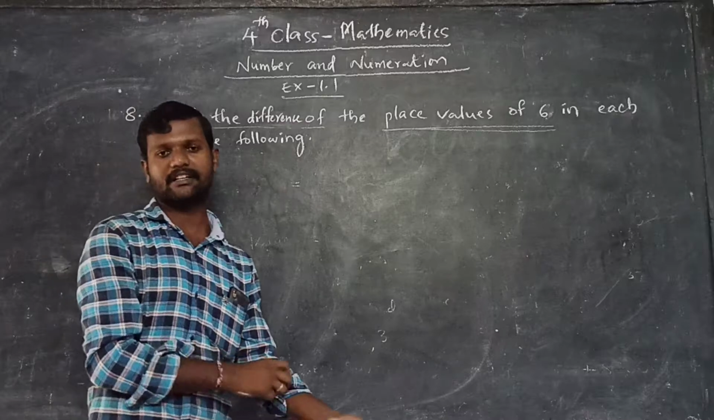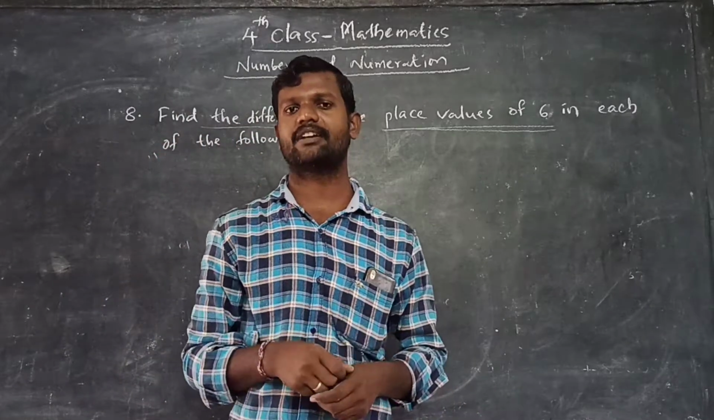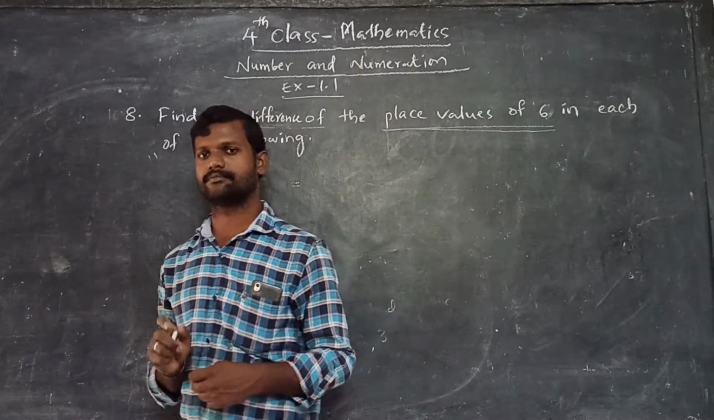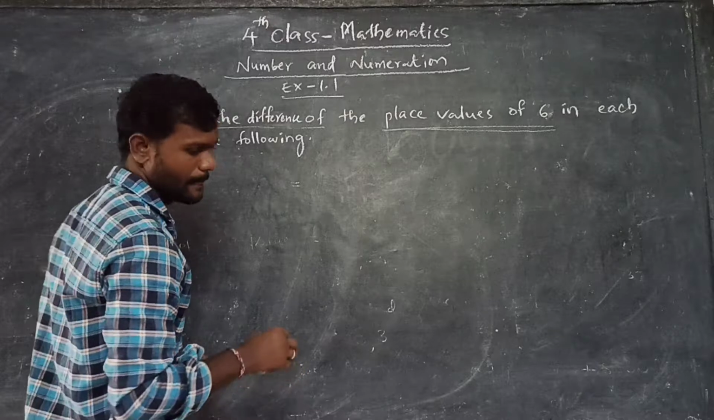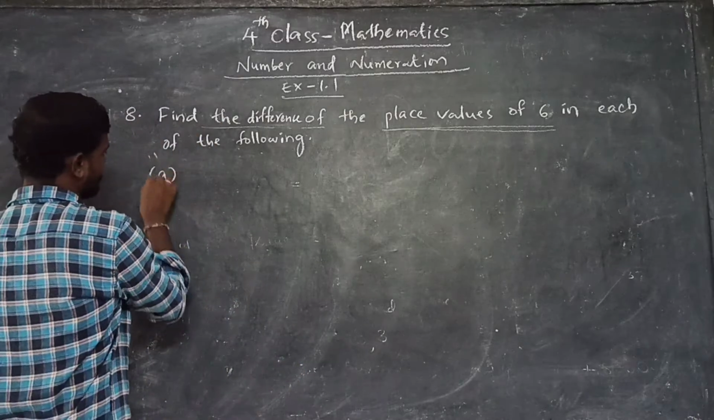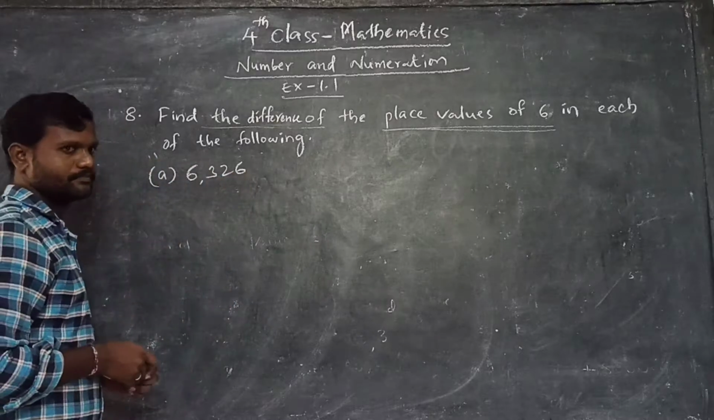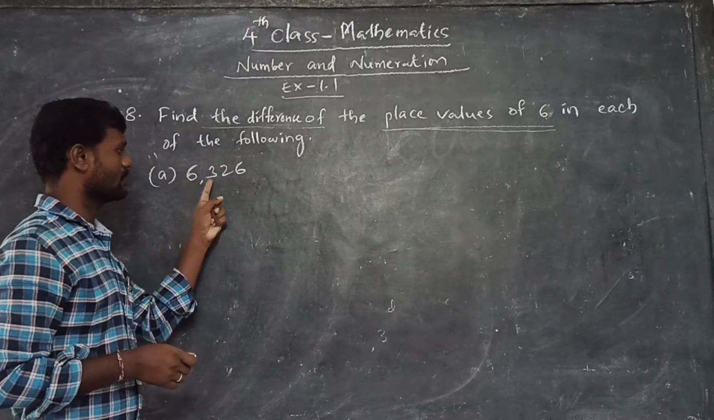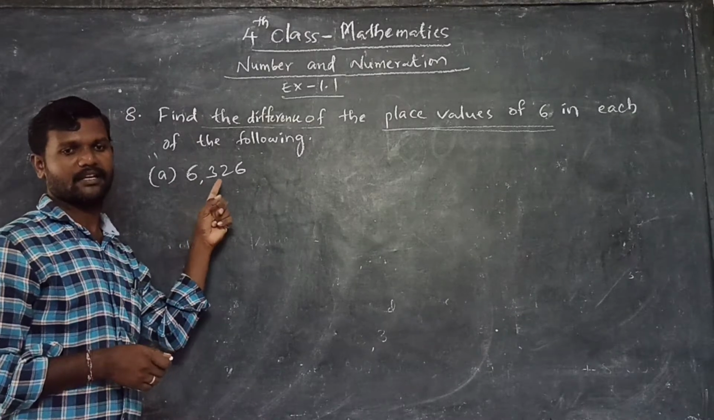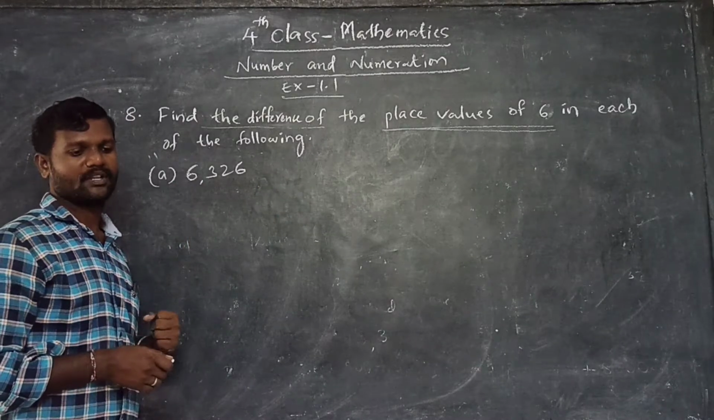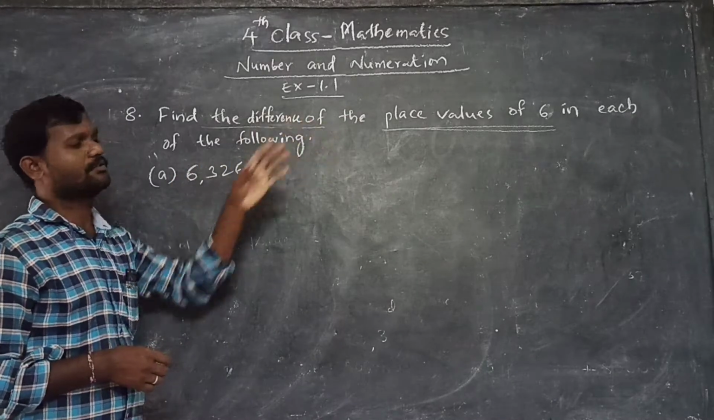What does difference mean? Sum means we have done addition. So difference means what we have to do? We have to subtract. You have to do the subtraction. Okay. For example, first number. What is the first number? A. 6, 3, 2, 6. What is this number? 6,326. Now what do we have to do? Find the difference of the place values of 6.